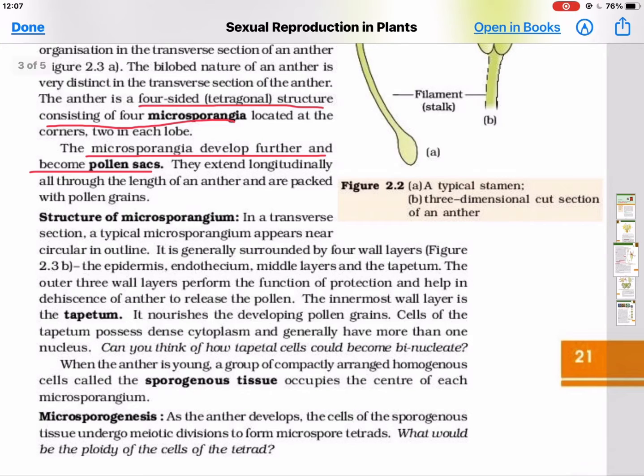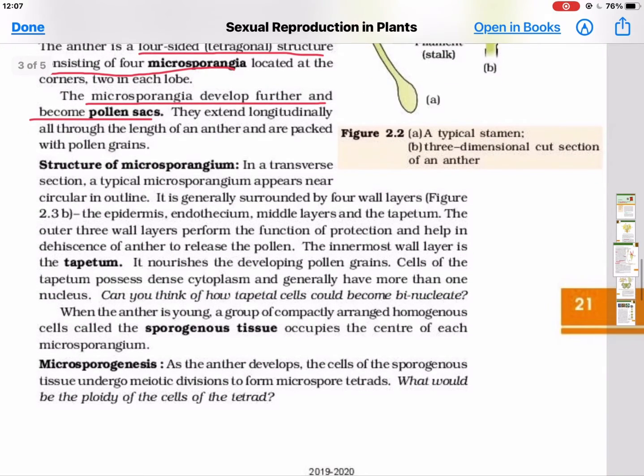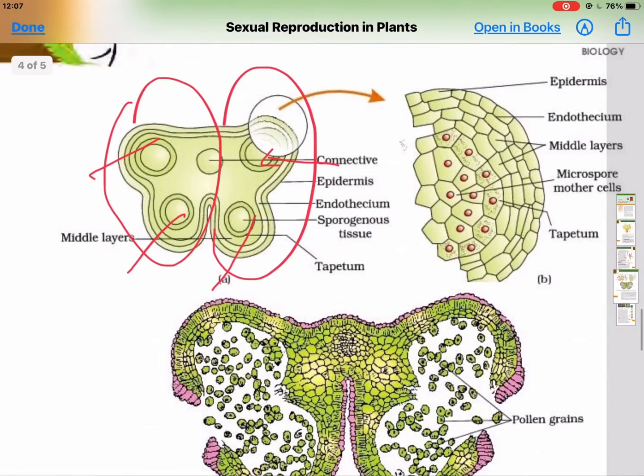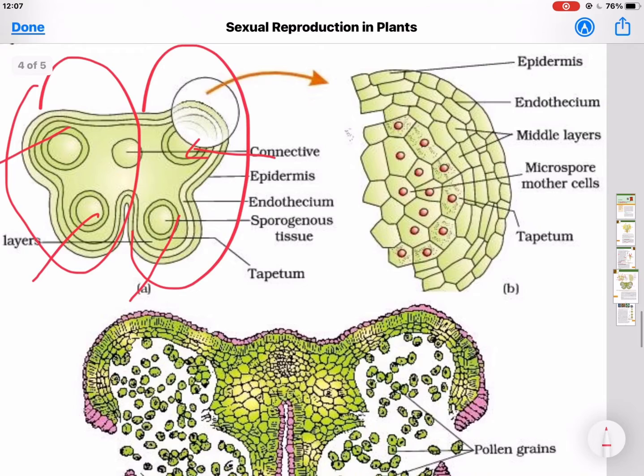Now the structure of microsporangia. In a transverse section, a typical microsporangium appears nearly circular in outline. If we see from outside, it appears as circular. It is generally surrounded by 4 wall layers. Now just watch the figure 2.3b. That is the first diagram, A, is the TS of microsporangium of the young anther.